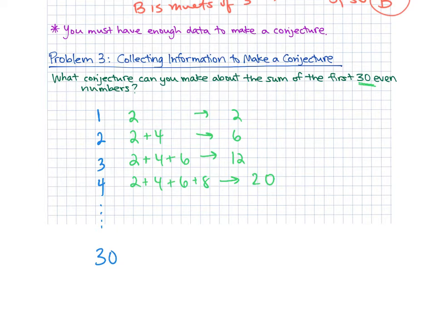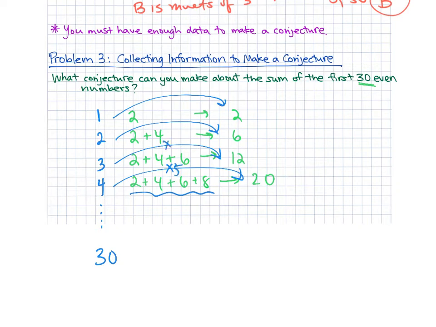So I'm not going to do this here 30 times. I want to see if I can notice a pattern between 1 and 2, 2 and 6, 3 and 12, 4 and 20. Okay, and something I do notice is this is 1 times 2 is 2, 2 times 3 is 6, 3 times 4 is 12, and I know 4 times 5 is 20.